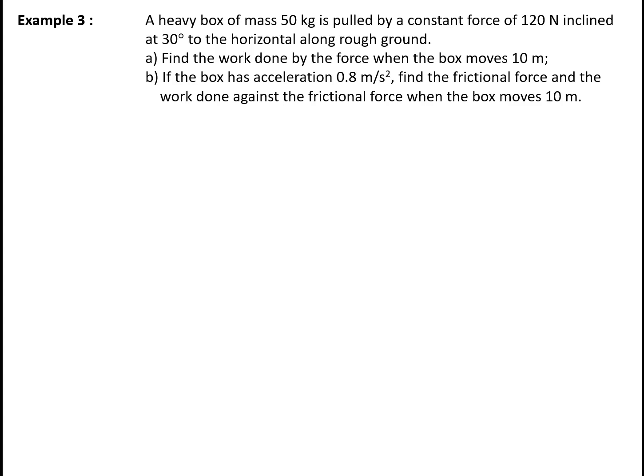For example 3, we have a heavy box of mass 50 kilograms pulled by a constant force of 120 newtons, inclined at 30 degrees to the horizontal along rough ground. We've got to find the work done by the force when the box moves 10 meters, and we also have to find the frictional force if we're told that the box has an acceleration of 0.8 meters per second squared.